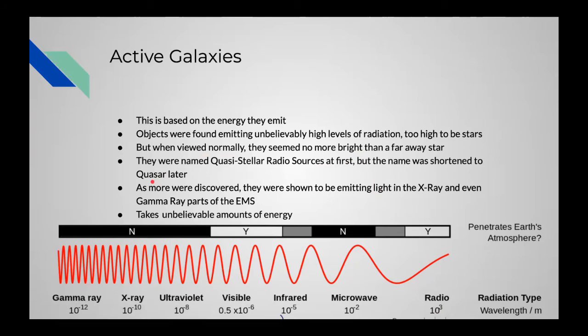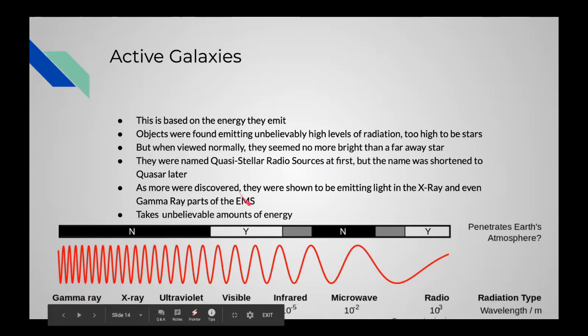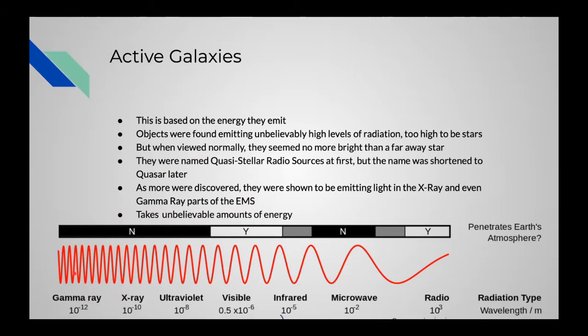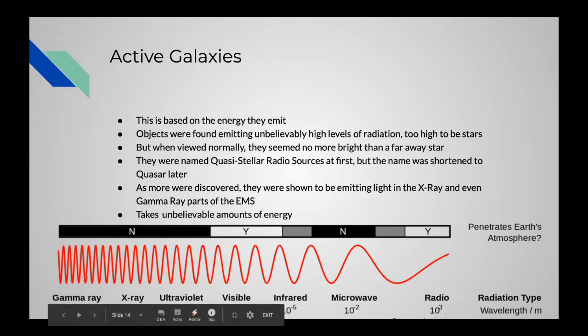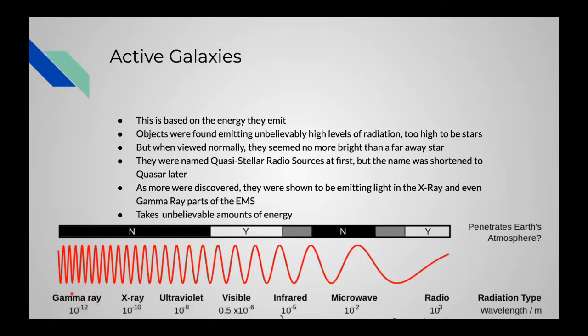But as more were discovered, they were shown to be emitting light in the X-ray and even gamma ray parts of the electromagnetic spectrum. Why is this incredible? Because this takes unbelievable amounts of energy. Gamma radiation is the single highest energy form of radiation possible. You cannot get a type of radiation that is more powerful than gamma rays. These are very destructive types of radiation. So an object emitting gamma rays at the level at which we saw was completely incomprehensible.